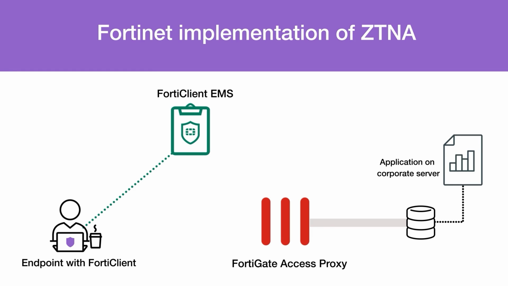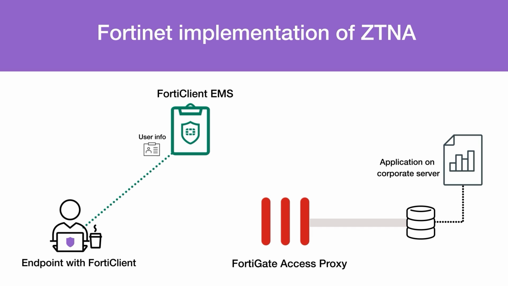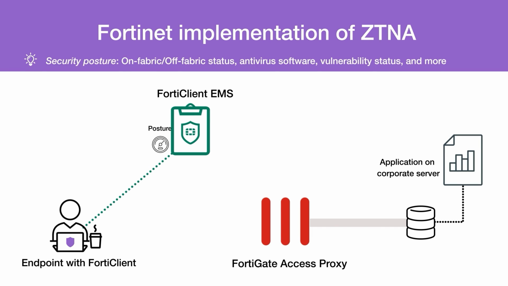server. FortiClient EMS collects the following information from FortiClient when FortiClient registers to the EMS: endpoint telemetry, which includes network details, operating system, device model, application visibility, device security, health, and others; log-on user information; and security posture information, which includes on-Fabric or off-Fabric status, antivirus, software, vulnerability status, and more.